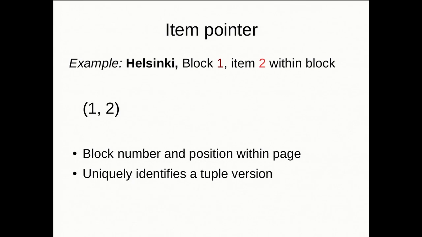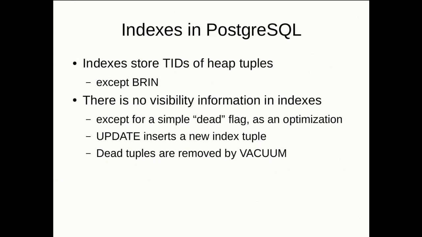So if you do an update, for example, the new version of the row goes to a separate place, and it will have its own TID or item pointer. So that's what all of the indexes are about. They are all about storing some sort of key information and a TID, which points to the physical location of that tuple in the heap. So all of these index types I'm going to cover, except for BRIN, will store a TID of that tuple.